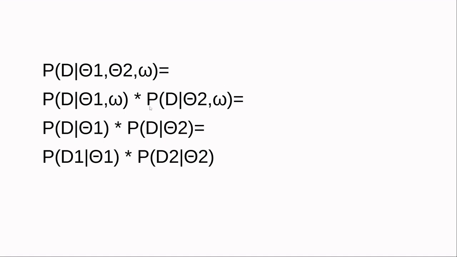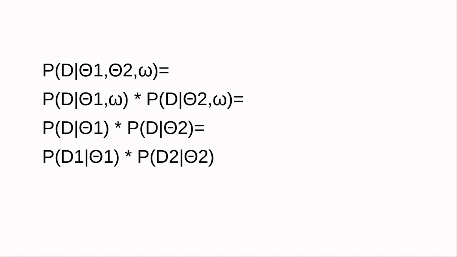Having done this split, we can now also say that the data are independent of omega once we know theta 1. If we have theta 1 given, then knowing omega won't tell us anything more about the data. In the same way for theta 2. So again, we can drop this omega because the data are independent from omega. We now simply have the probability of data given theta 1 times the probability of data given theta 2. And finally, we remember that we had these two data sets, where one of them comes from our patient group that had allele A1, and the other came from the patient group that had allele A2.